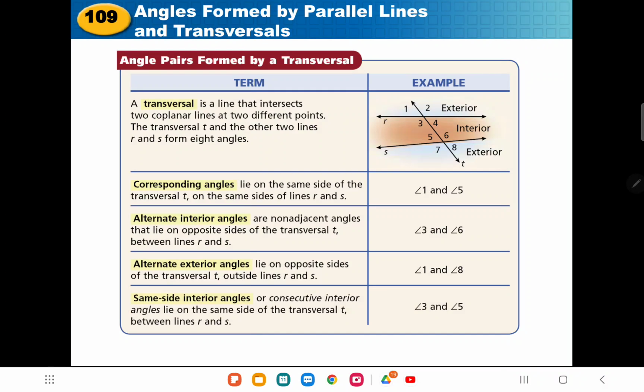Same side interior angles, or consecutive interior angles, lie on the same side of the transversal T, between lines R and S. Angles 3 and 5 are one such pair, and angles 4 and 6 are the other pair. That's it for this quick introduction to parallel lines and transversals.